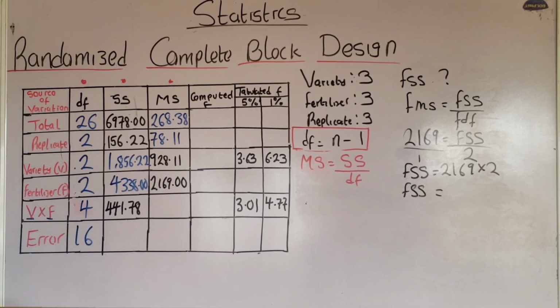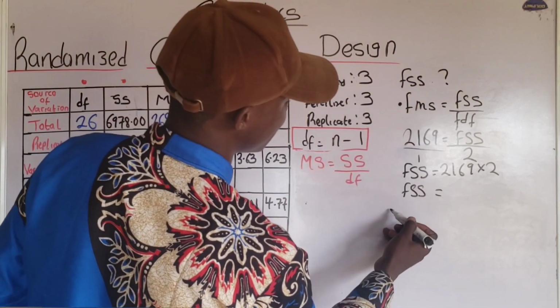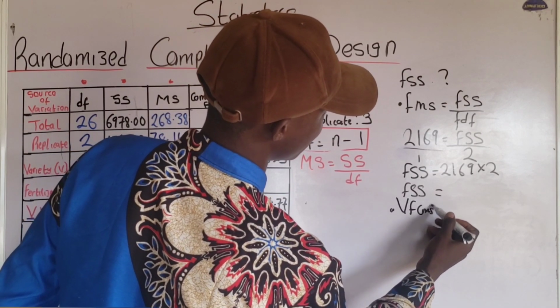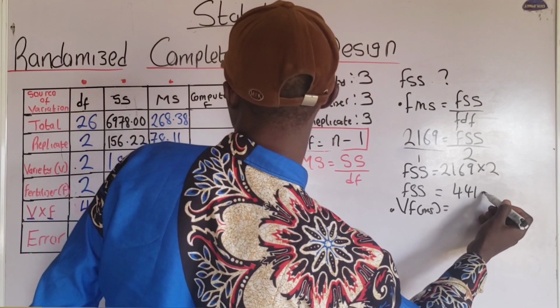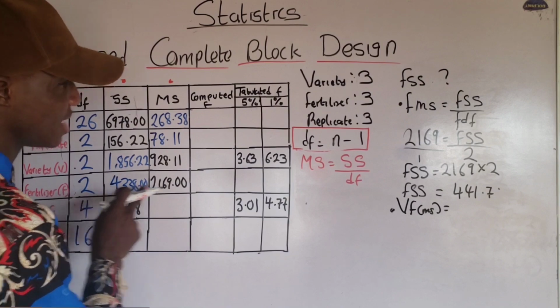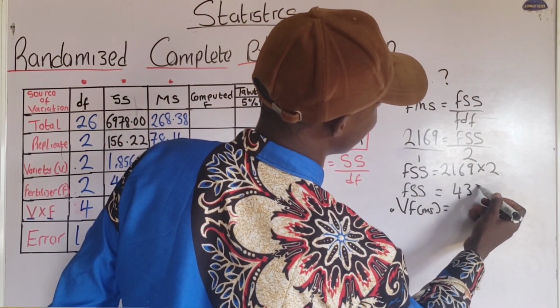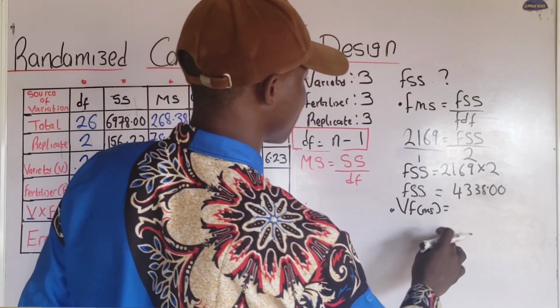All you have to do is that, since you know that mean squared is sum of squared all over degree of freedom. So the fertilizer sum of squared is 4338.00. You understand? Okay, now let's determine the variety fertilizer mean squared.